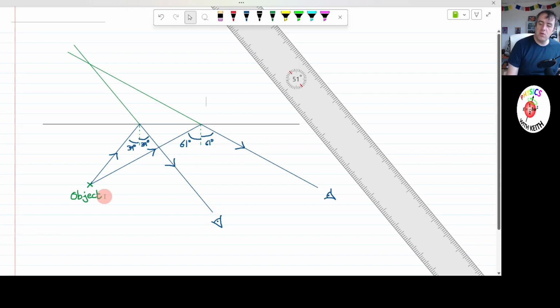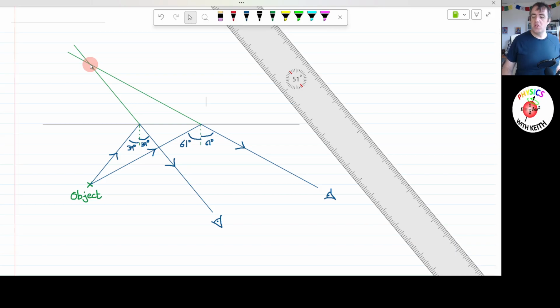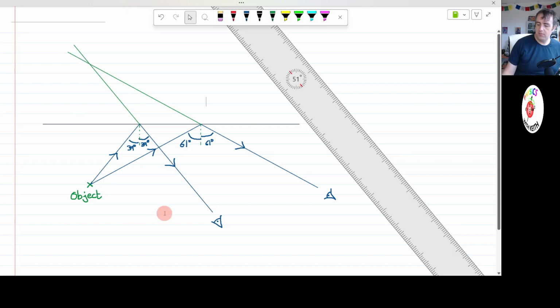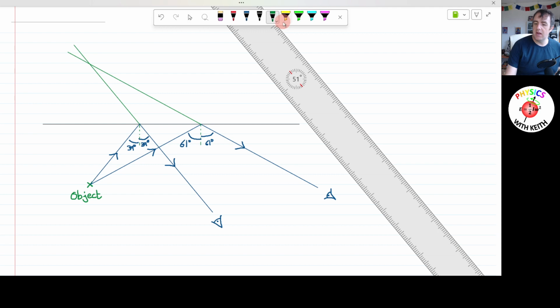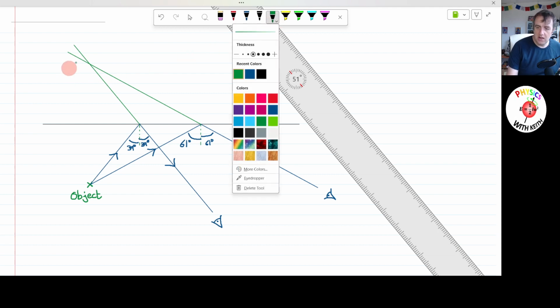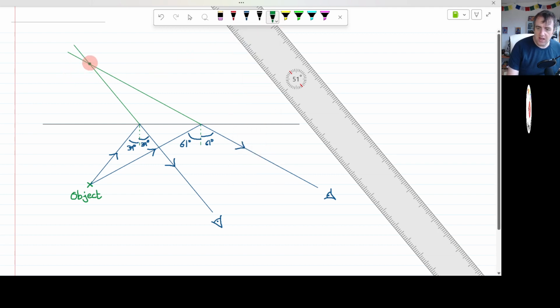Now, the point where both eyes agree is here. So that is the virtual image, because the light doesn't actually go there. That is the image of the object. So I can label that as such. I'm going to do a circle instead of an X, and I'm just going to label that image.